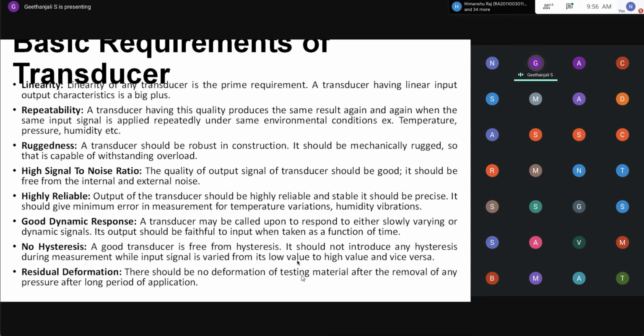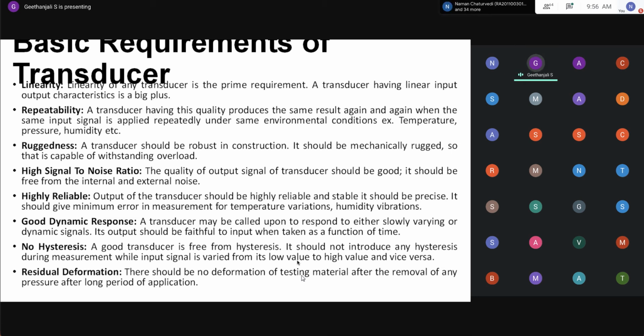Then reliability. A transducer having this quality produces the same result again and again when the same input signal is applied repeatedly under some environmental conditions. Examples of environmental conditions are temperature, pressure, and humidity. Then ruggedness. The transducer should be robust in construction. It should be mechanically rugged so that it is capable of withstanding overloads.